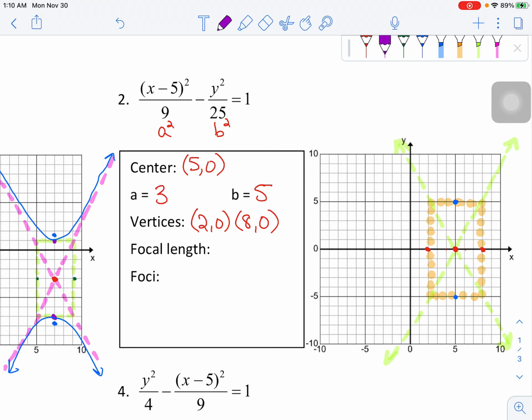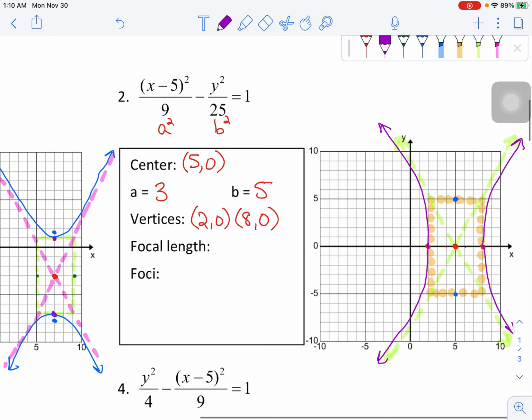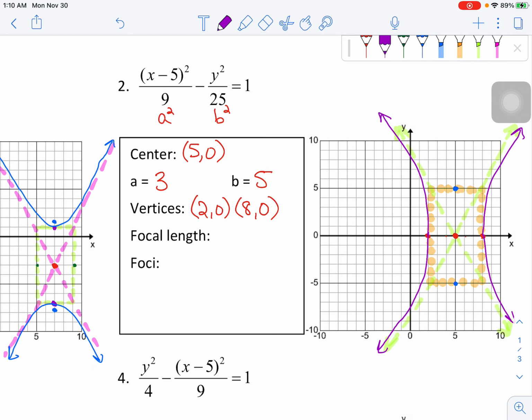All right. So the actual curves here, remember this opens left and right because it's x squared. So we're going to start here, curve up towards the asymptote here, curve up and towards the asymptote here. Repeat the other side. Here we go. And there we go. All right. So now we need a focal length and we need some foci. So focal length here, we're going to do c squared is equal to a squared plus b squared. So what would that be? 34, I think. Yeah, that makes sense. 9 plus 25 is 34.